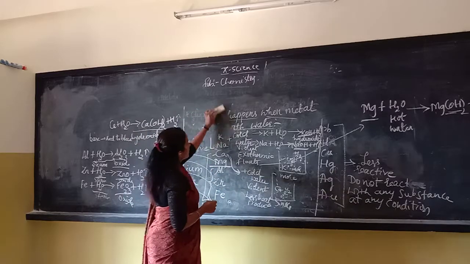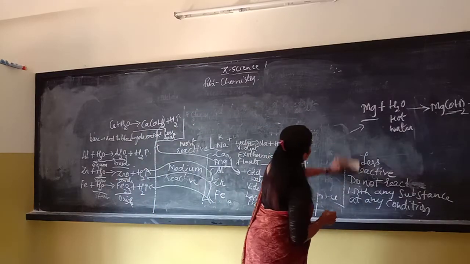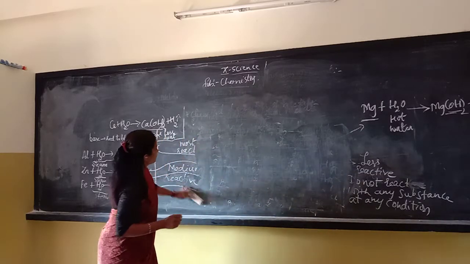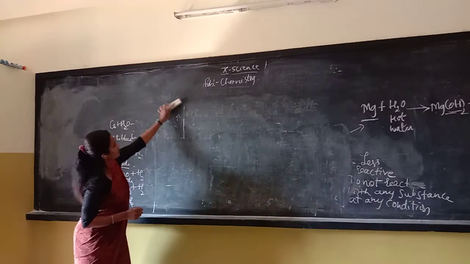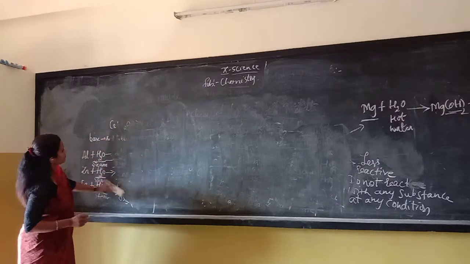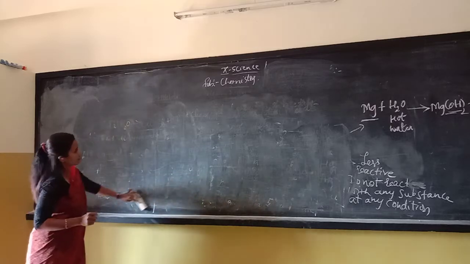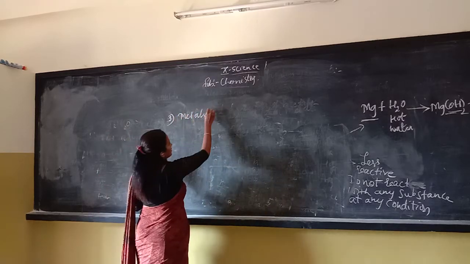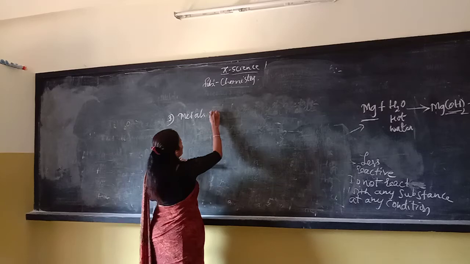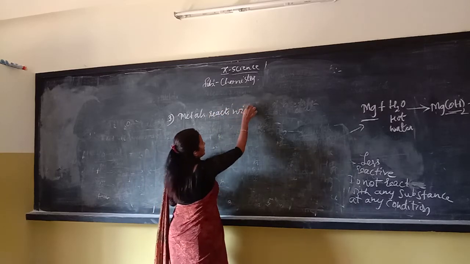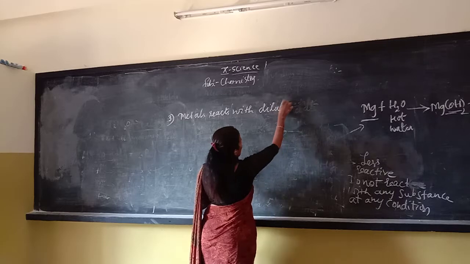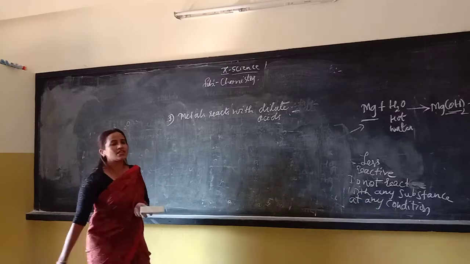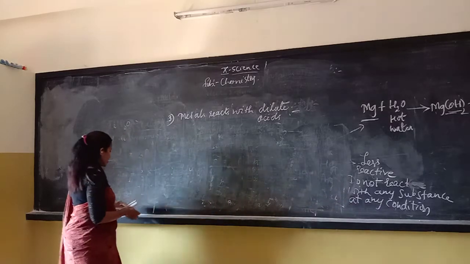So let me move on to the third chemical property of metal. Important. The third chemical property is what happens when metal reacts with dilute acids. Okay, children. So the third chemical property is what happens when metals react with dilute acids.